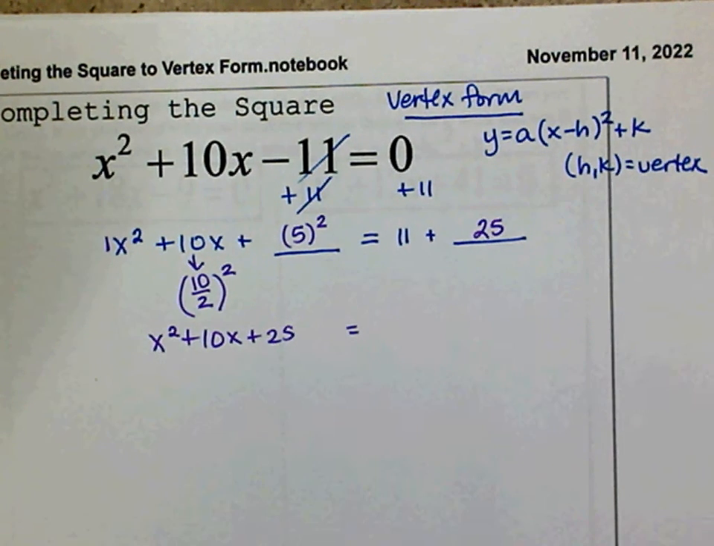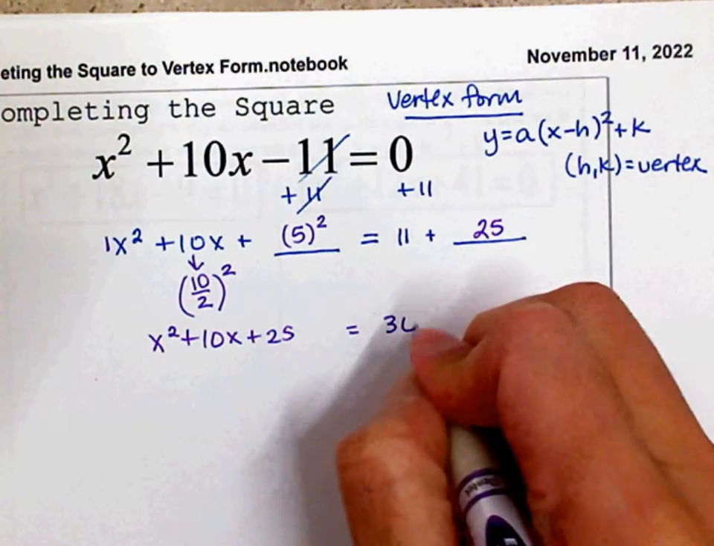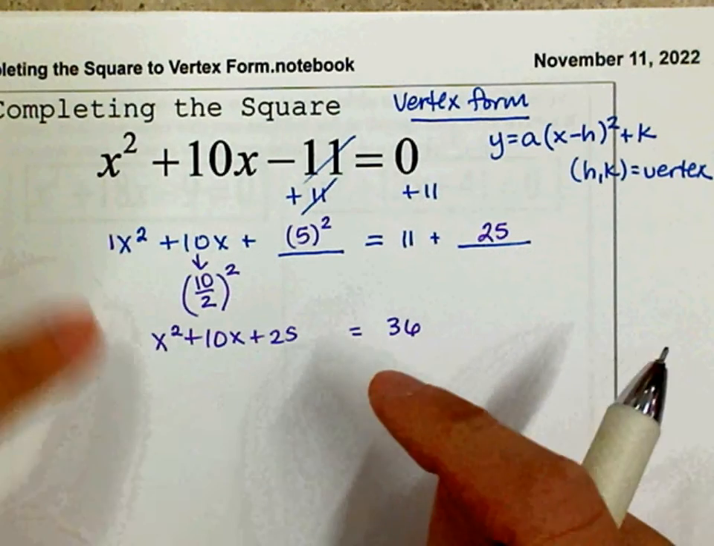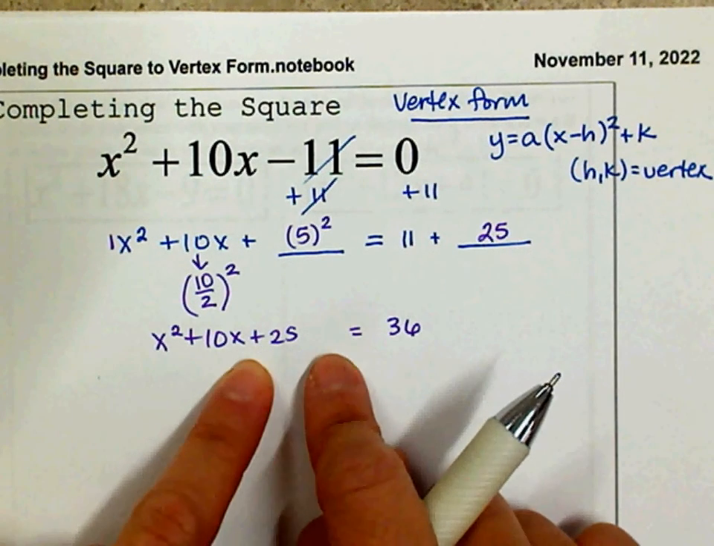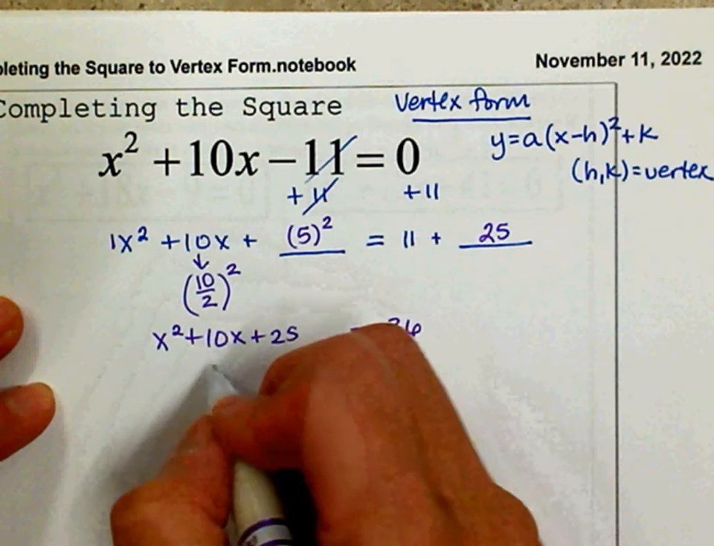Equals 11 plus 25 is 36. All right. So now this part looks like this. You see how these are perfect squares? Half of 10 is 5, 5 squared is 25. So I'm going to rewrite it in perfect square form.